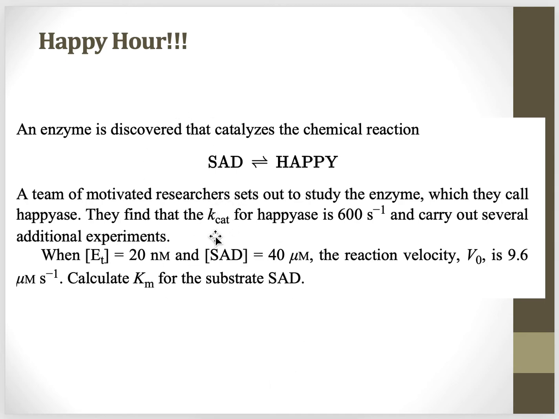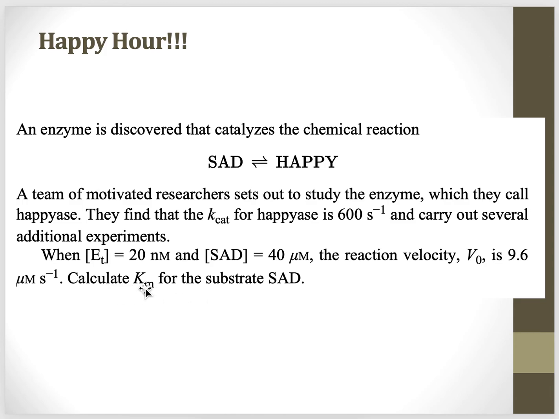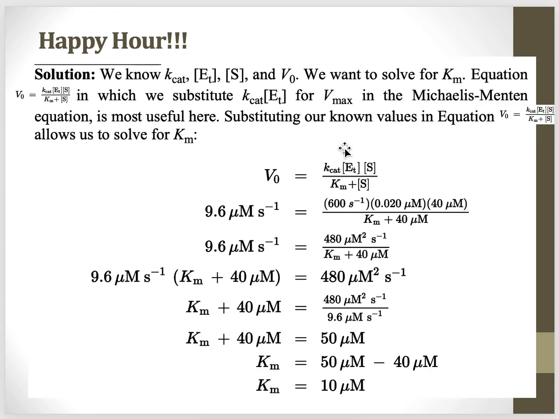How can we solve that? To solve it, we need the equation. We already know that the equation is V is equal to kcat Et S divided by Km plus S. We have to find out whether we have the values of the parameters. What is our target? They asked us to calculate the Km. So if we have to calculate the Km, we need the values of the other parameters.